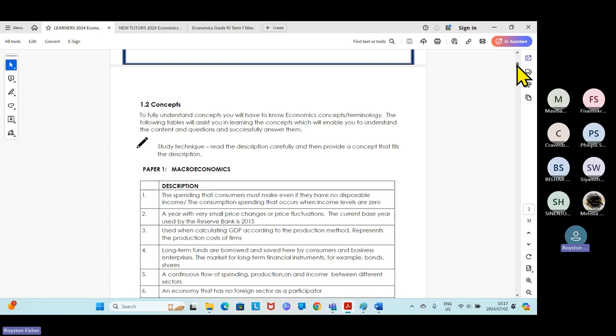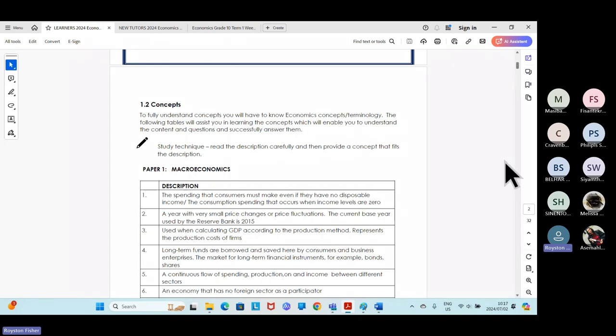So the booklet has been set up in a manner that each topic is separate. So we are going to do topic by topic, and this is of course going to help you at the end of the year, section A, section B, the concepts that you need to know and understand. So they tell us here to fully understand the concepts, you will need to know the economics terminology for each topic. The following table will assist you in learning the concepts, which will enable you to understand the content and the questions and answer them successfully, of course.